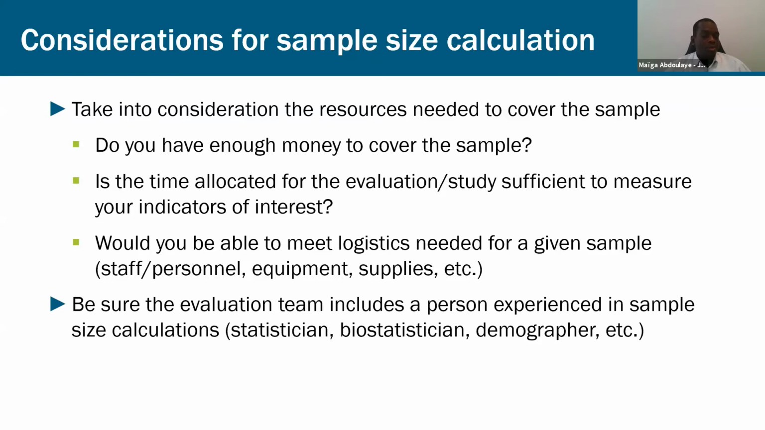for some different sample sizes, you may need more staff, or some specific personnel or specific equipment, like for indicators related to anthropometry or HIV biomarkers that need special or specific personnel or equipment. And one piece of advice is to try to include, as far as possible, someone who has experience in sample size calculations to ease the process. That can be a biostatistician, a demographer, or a statistician.